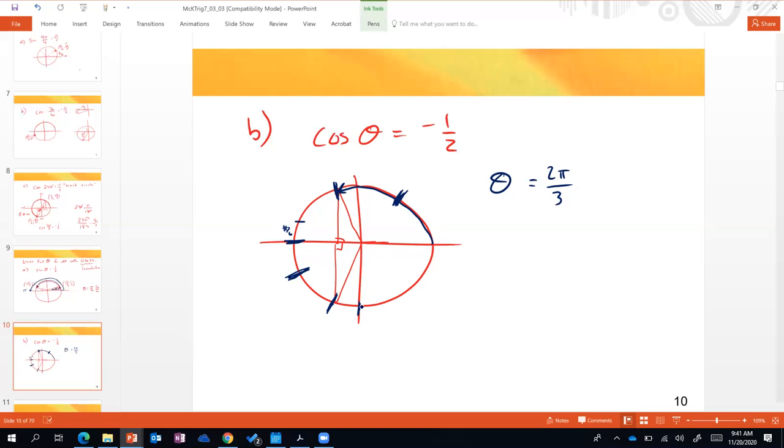6 pi. Sorry, no. Yes, 4 pi over 3 here, 5 pi over 3 over here, and this should be 6 pi over 3 because it'll give you 2 pi, right? Sorry about that. All right, 4 pi over 3.